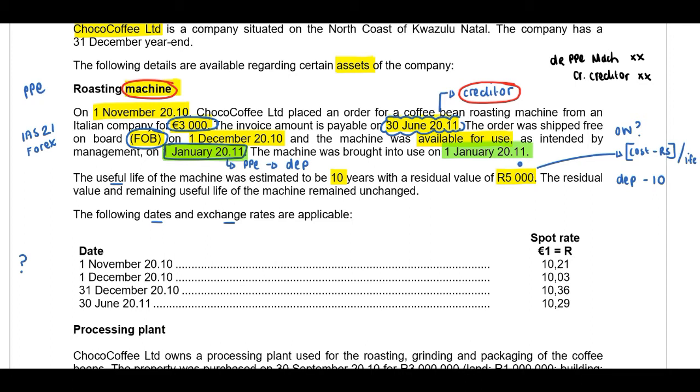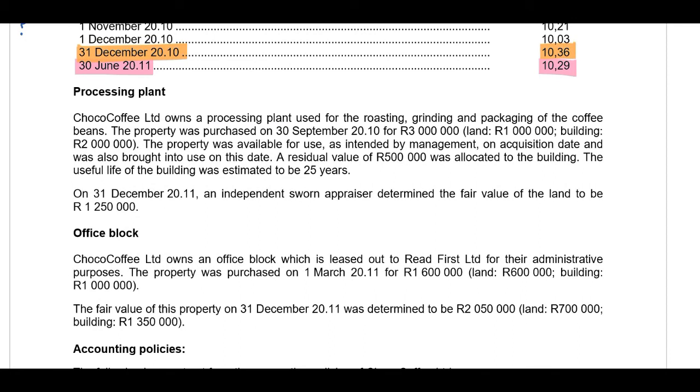Very important rate, as always, will be your year-end rate, which will be 31 December 2010, and we have a payment date, which is 30 June 2011. Remember, 30 June 2011. Next paragraph, processing plant.